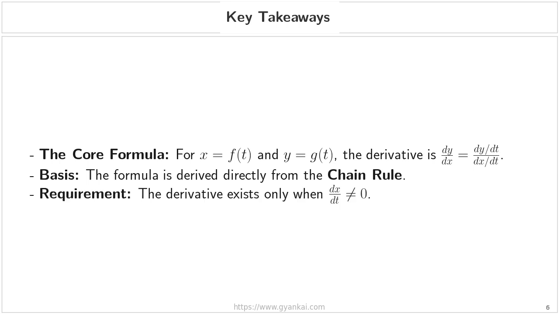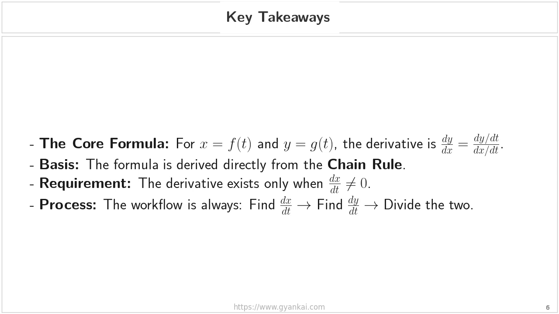Regarding the requirements for this formula, please remember that the derivative only exists when the derivative of x with respect to t is not equal to 0. As we noted in our discussion on common mistakes, if this value is 0, the slope becomes vertical and is therefore undefined. Finally, let's summarize the practical process we applied in our step-by-step example.